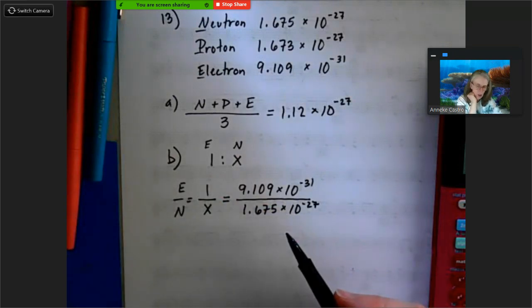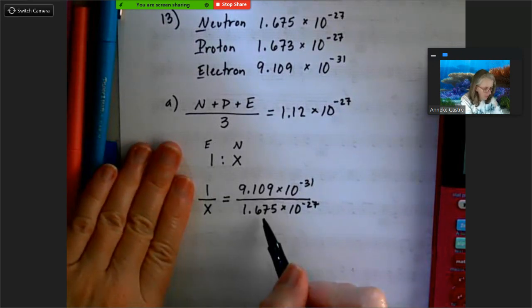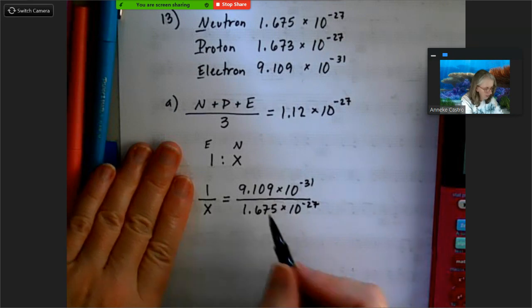All right, and now we're going to solve for x. I'm going to multiply both sides by 1.675 and multiply both sides by x to get rid of my fractions.